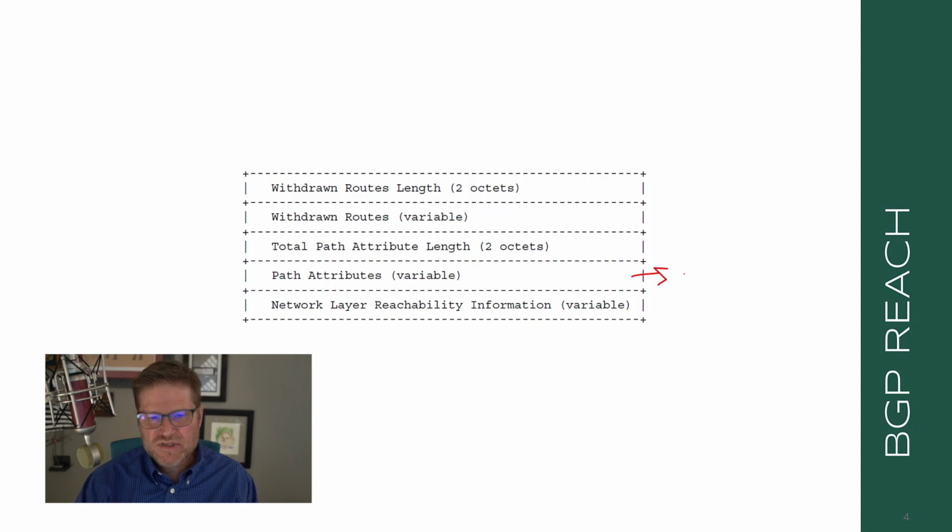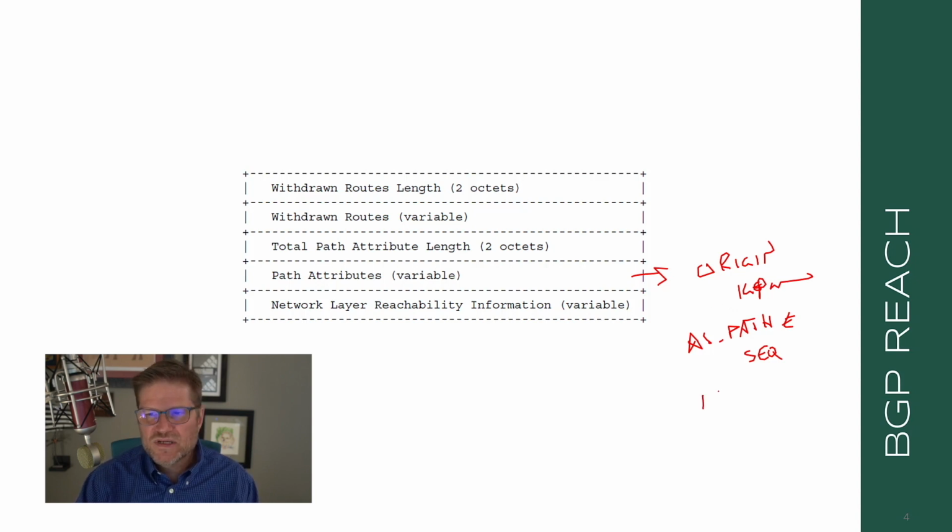Now, what are these attributes? Some of them are things like origin, which can be EGP, IGP, or unknown, etc. It can be the AS path, and we've talked about the AS path a little bit in making sure things are loop-free. It can be a set or a sequence. This is almost always a sequence at this point. There used to be a thing called an AS path set. It's pretty much been deprecated. I don't think anybody implements it or uses it any longer.